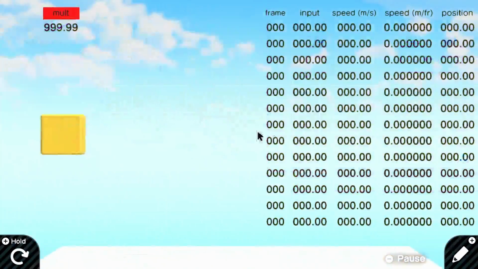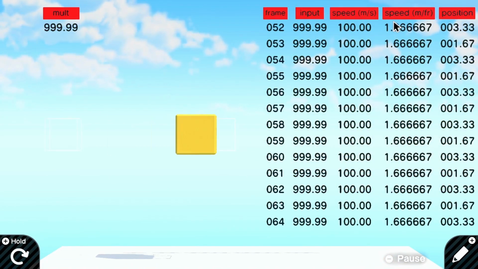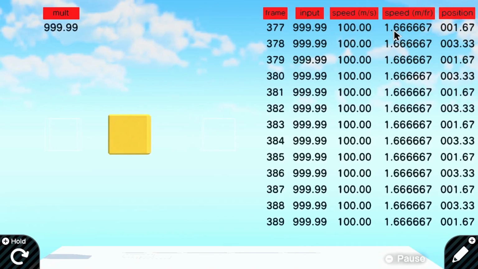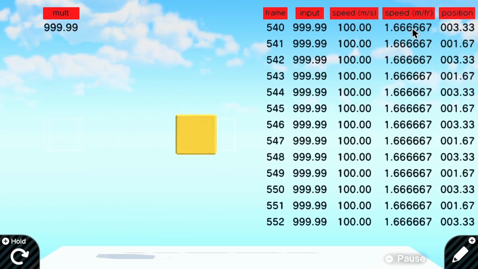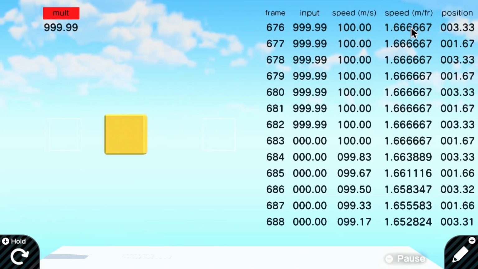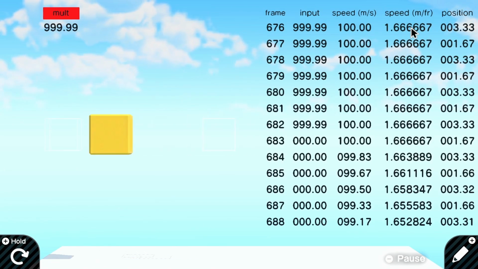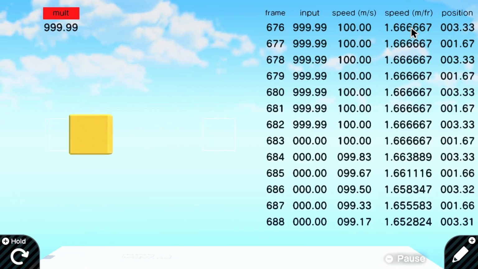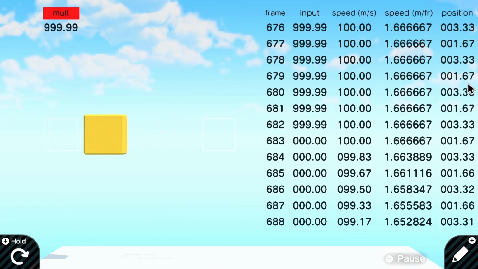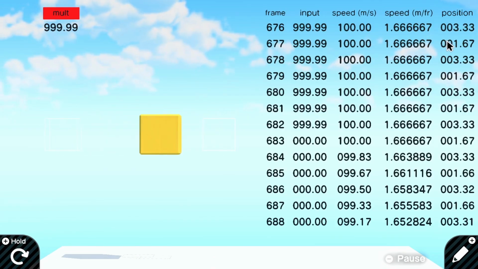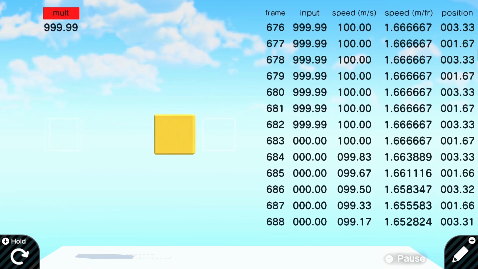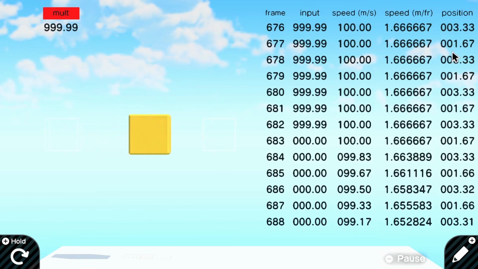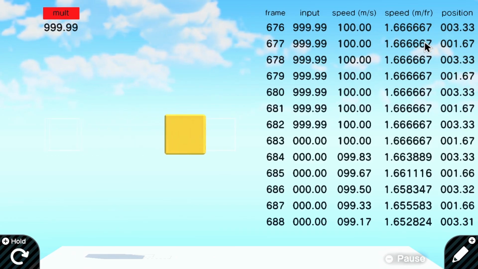So if we try to calculate 100 meters per second in meters per frame, that would be around 1.66666 repeating meters per frame. So what that basically means is that for any object, besides using teleportation, of course, the most distance that you can cover in one frame is 1.66666 meters. So that's the fastest that you can go. Anything beyond that will be guaranteed to take you at least more than one frame.